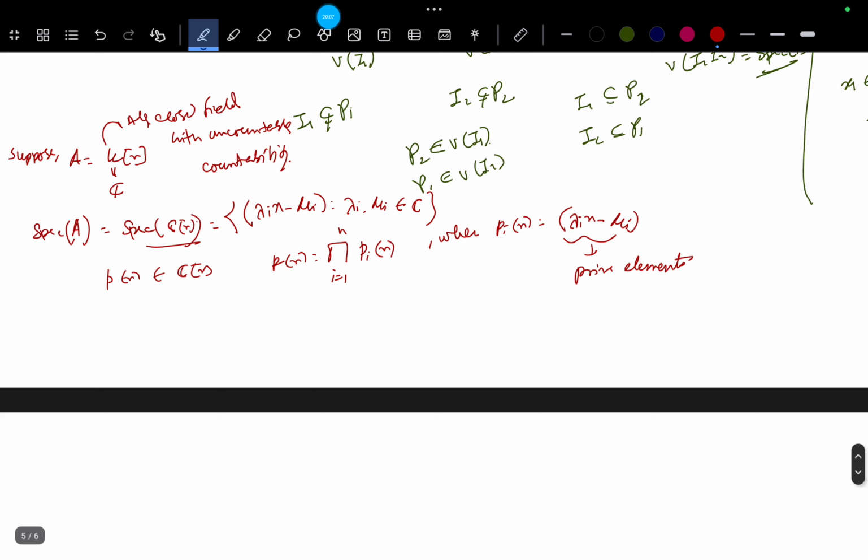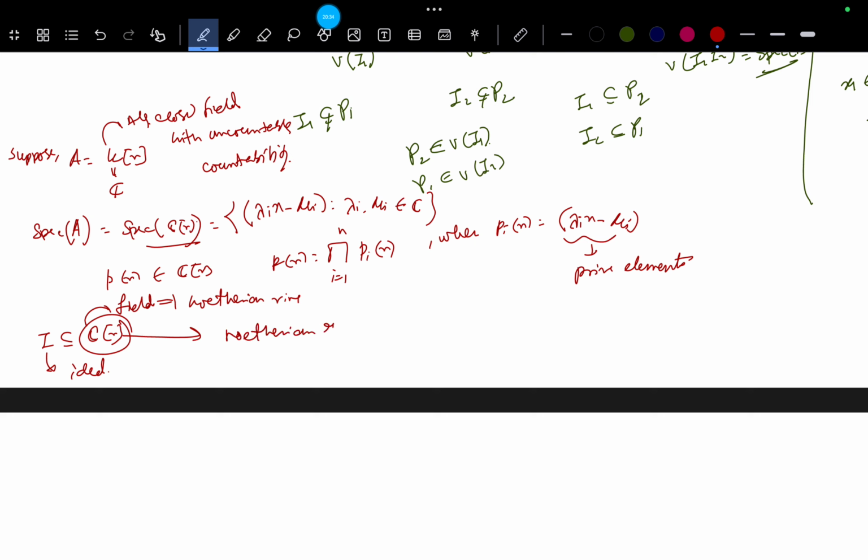So that is Spec C[x]. Now let us consider any I, an ideal of C[x]. Note that C is a field, which means it is Noetherian, so this entire C[x] is also a Noetherian ring. Noetherian ring means each ideal must be finitely generated.